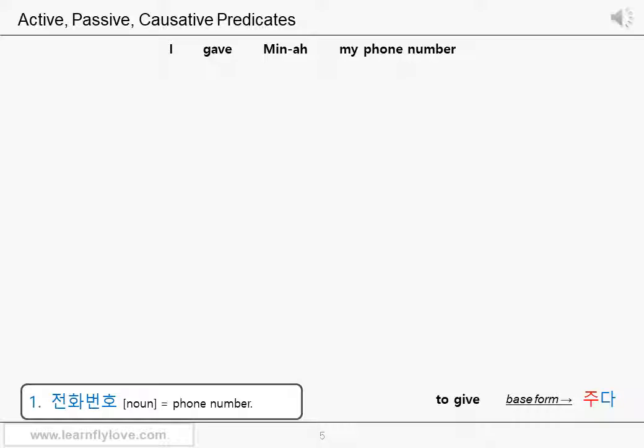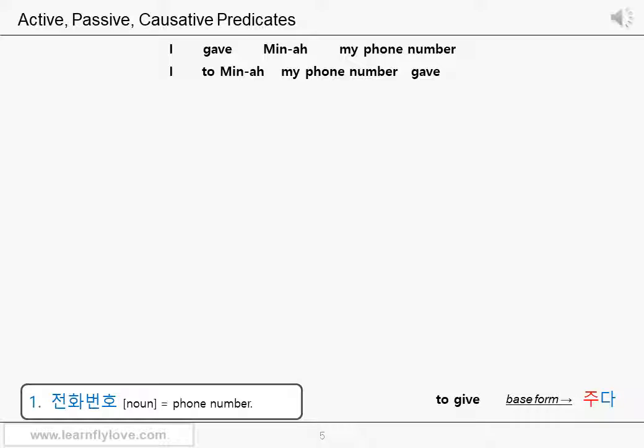Let's rearrange the words. The subject, I, comes first, and the indirect object, Mina, comes. Let's add a preposition to Mina, to clarify the role of it in the sentence. And the direct object, my phone number, comes. And then the verb, gave, comes at the end. I, to Mina, my phone number, gave.